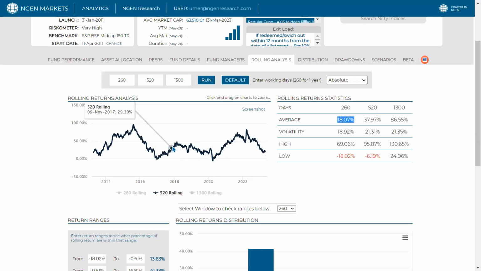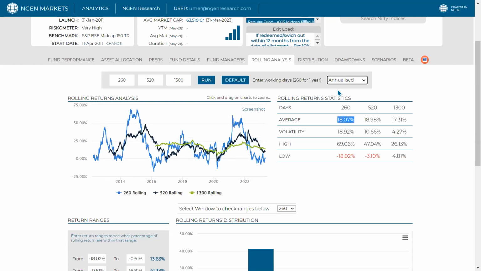Now, if you want to compare all the three periods effectively, you can annualize the data sets. Once you annualize the data sets, you can understand that for a 1 year period, from 2011 to 2023, we're having an average return from this particular asset of 18.07%. Whereas for a 5 year period, the average return has decreased. You can now see that it is actually 17.7%. But you can also see the high and the low.